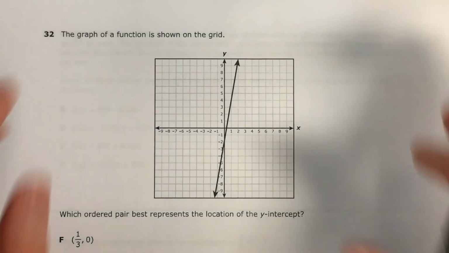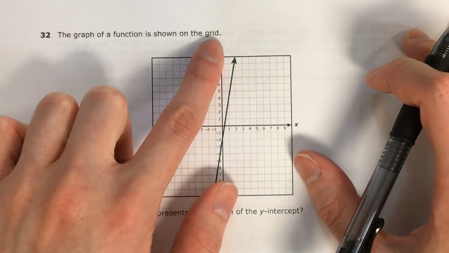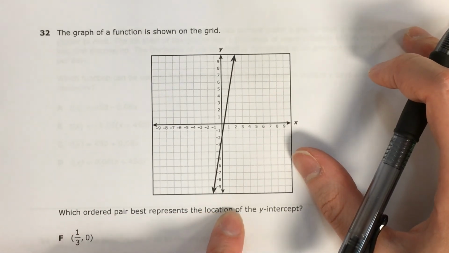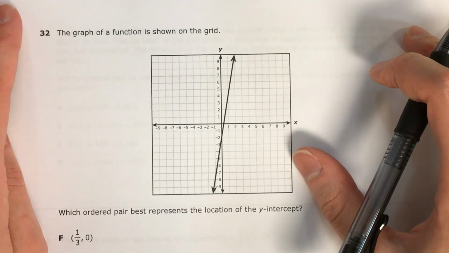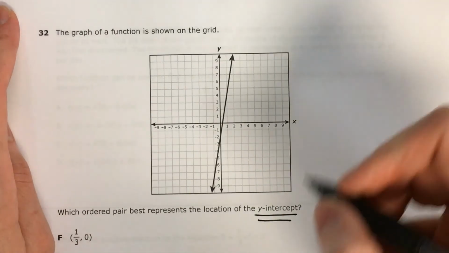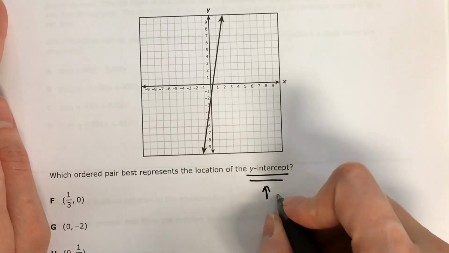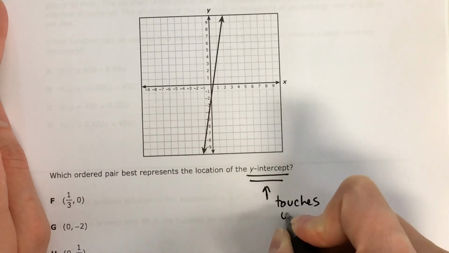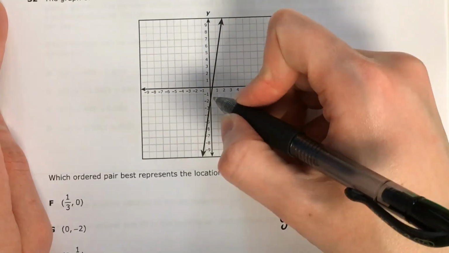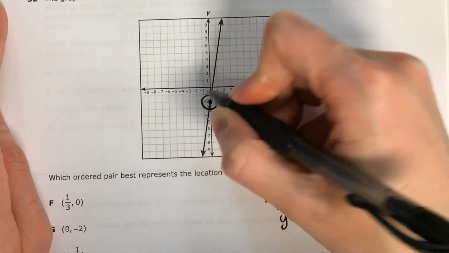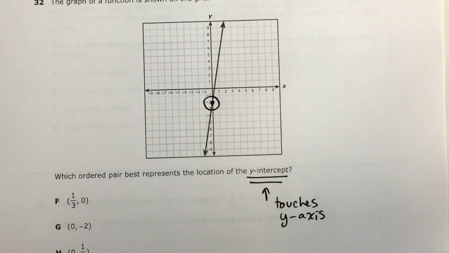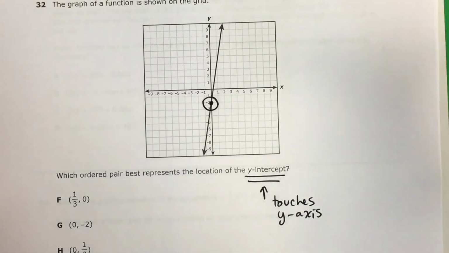32. The graph of a function is shown on the grid. Which ordered pair best represents the location of the y-intercept? So I'm looking for the y-intercept. Remember, y-intercept is where it touches the y-axis. So where does this line touch y? Well, it looks like it touches right here. And let me zoom in and show you the number. It's -2. So it touches at -2.